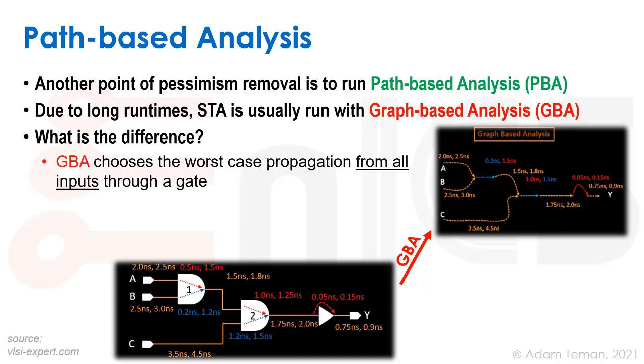There's a nice picture here from VLSI Expert, and you can see in the graph here we have some sort of a timing path, and we have these two AND gates, and the AND gates each have two inputs. And if you look, we have arcs in here, and the arcs can go from 0.5 nanoseconds to 1.5 nanoseconds from A to out, and 0.2 nanoseconds to 1.2 nanoseconds from B to out. What is done in graph-based analysis, which is what is used basically in all the timing tools up until the sign-off level, is we just merge this.